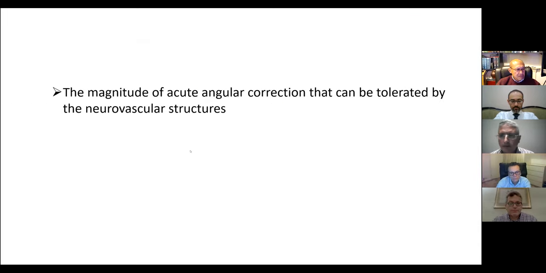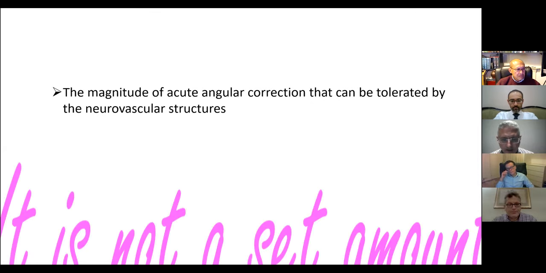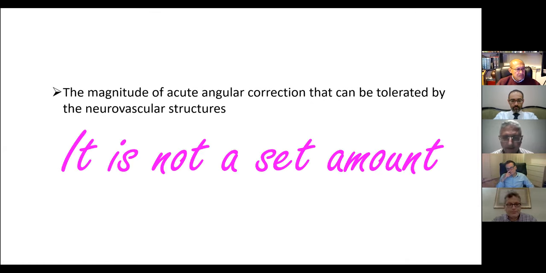So the question is, how much is the magnitude of acute correction that can be tolerated by the neurovascular structures? Unfortunately, it's not a set amount. This is a disappointing answer, of course, for the audience. However, we are going to explain why. It's much better to make a decision on a different basis, I mean, according to the personality of the deformity. It's variable from case to case.